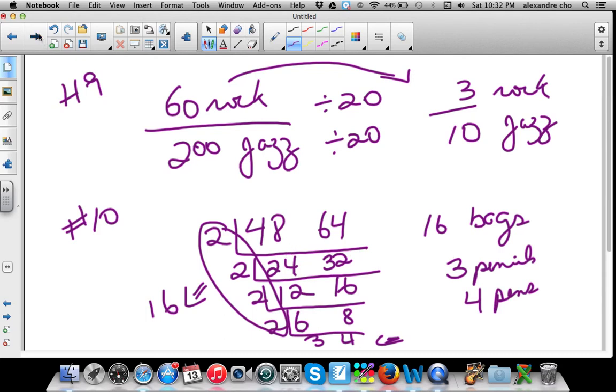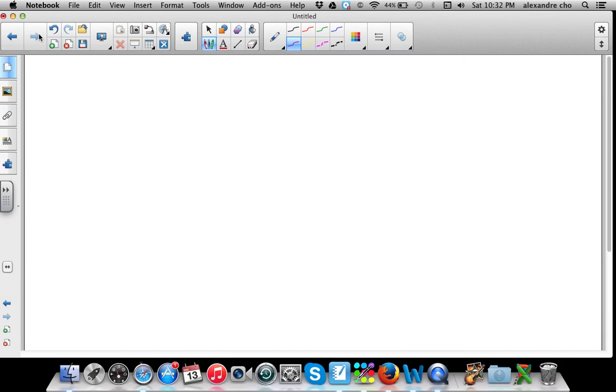Number 11. Use the distributive property to write an equivalent expression for 18 plus 24. Here is your expression, 18 plus 24. So remember, distributive property. You want to come up with a format like this.